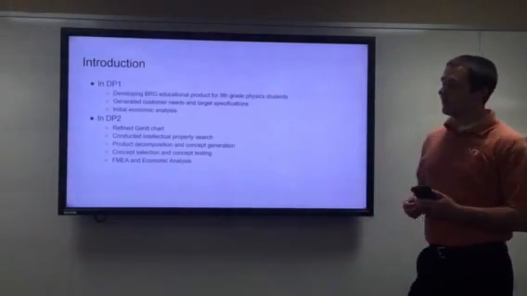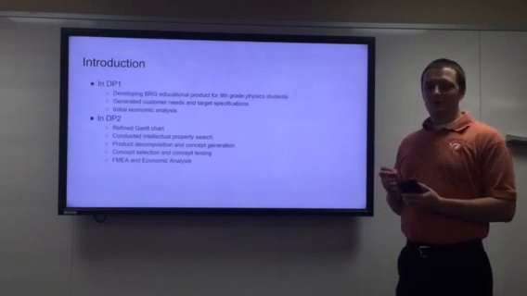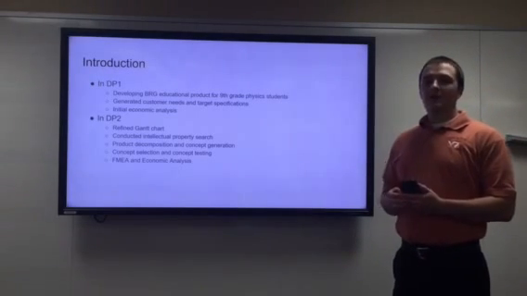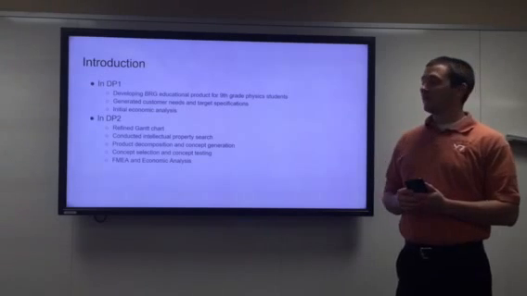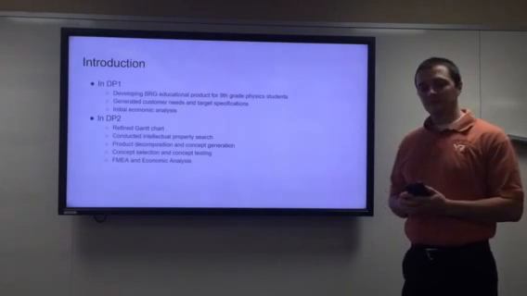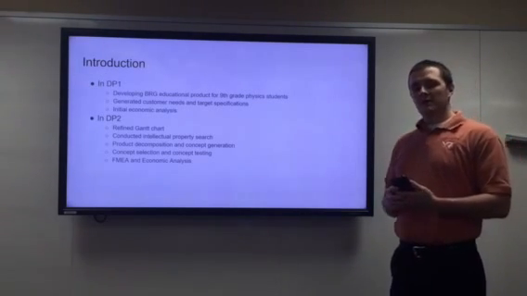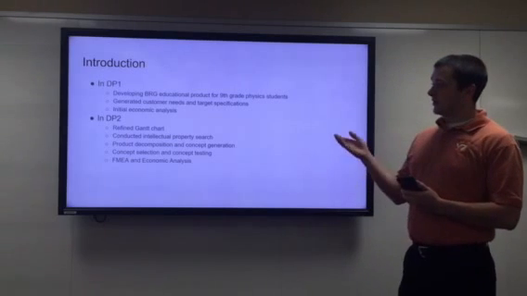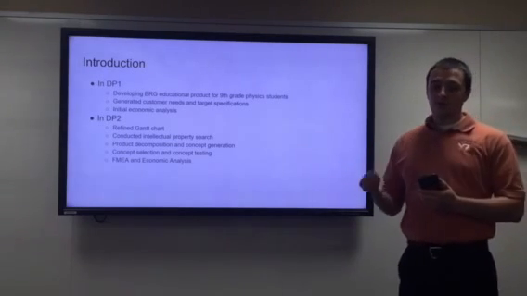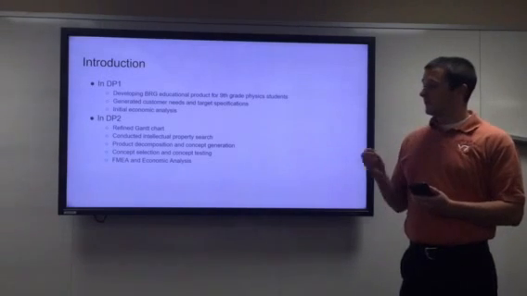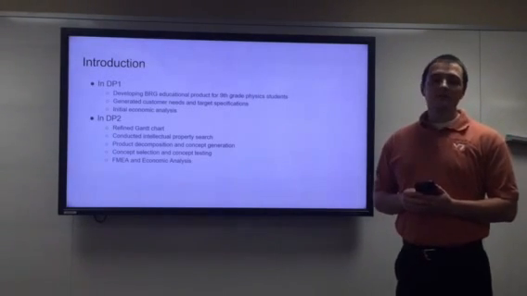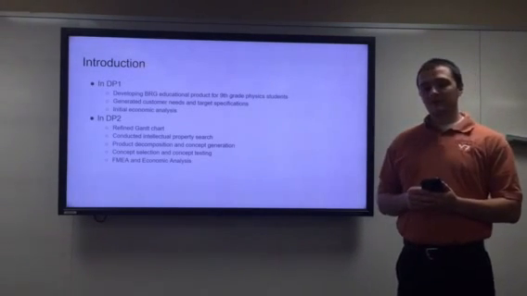So previously, in Design Phase 1, or DP1, we began the development of a BRG educational product targeted towards 9th grade students enrolled in physics. After performing customer surveys, we generated our customer needs and then built our target specifications. We also created a Gantt chart to help us with our planning and started our initial economic analysis.